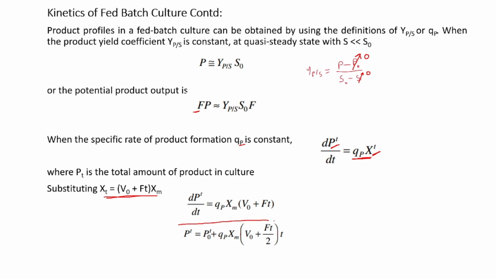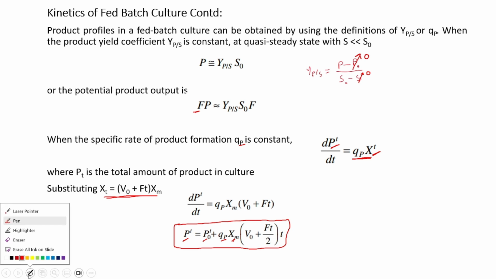People give you problems on fed batch culture and ask you to find the product after time t. So Pt, the final amount of product, is given by the initial amount of product plus qP, the specific rate of product formation, multiplied by the maximum biomass concentration Xm. This is a concentration, okay, into (initial volume V0 plus flow rate F into time t by 2), whole multiplied by the time t. Okay, this is very important.